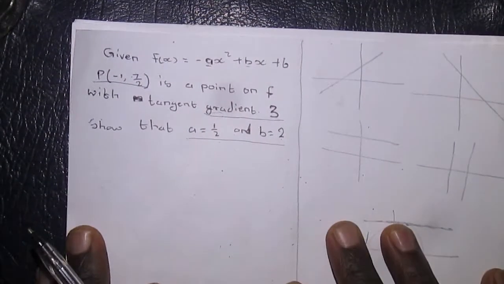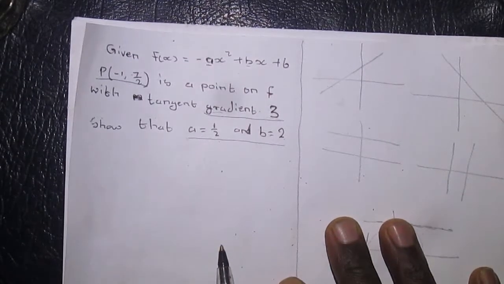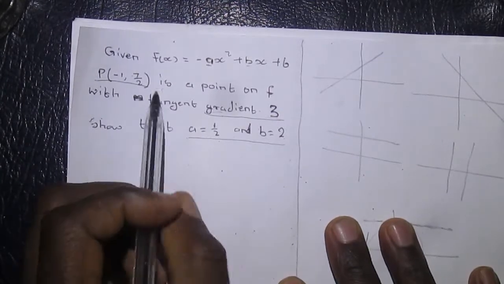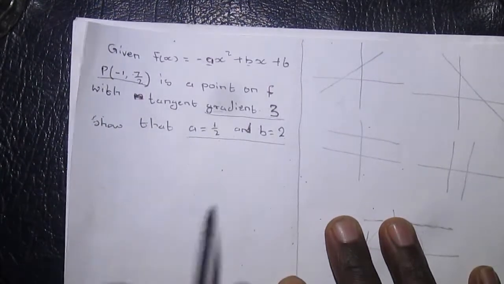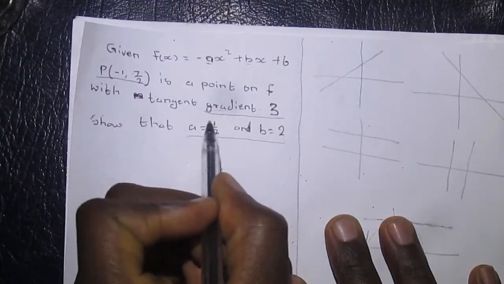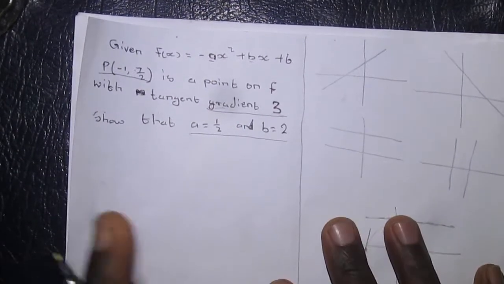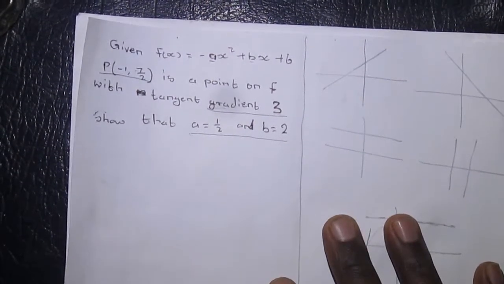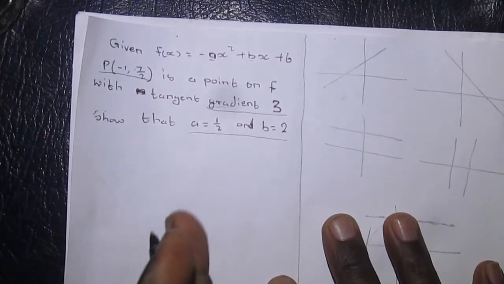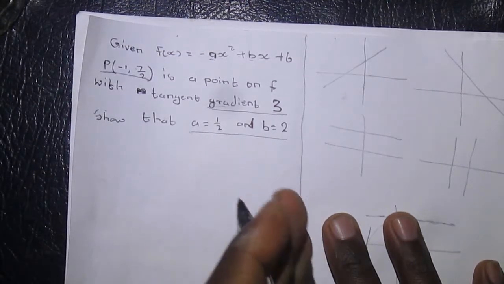Okay, good evening, guys. I found this question when I was tutoring some grade 12s. They were having problems with finding a and b. Given a point and a tangent gradient, the question is find a and b, or you can just say show that a is equal to a half and b is equal to 2.